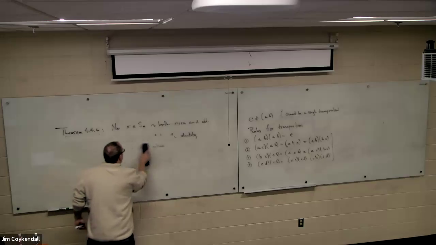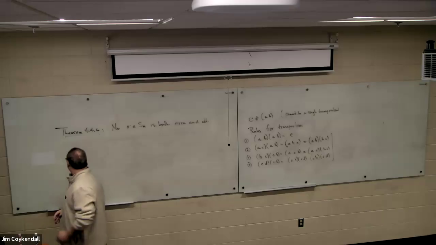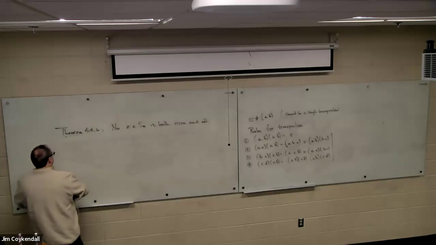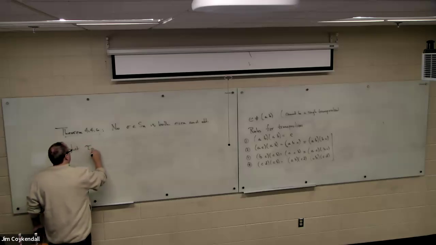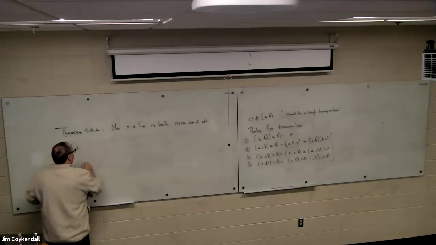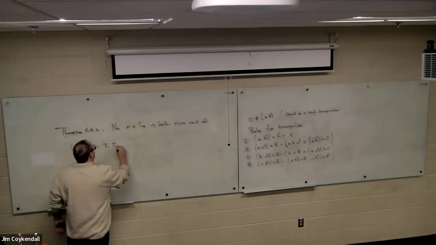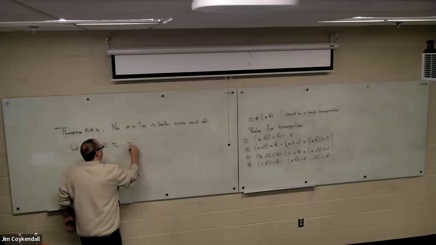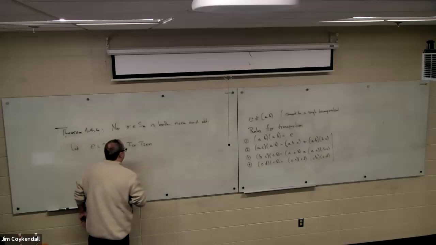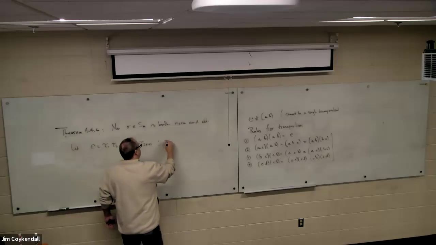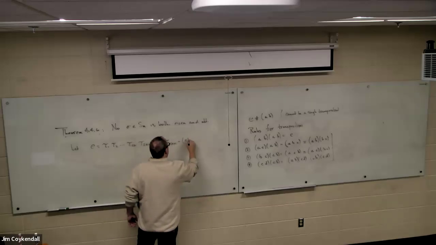So I'm going to let tau 2k plus 1. Well, let me break this down again. Identity equals tau 1, tau 2, up to tau 2k, tau 2k plus 1. And I'm going to let tau 2k plus 1 equal AB.